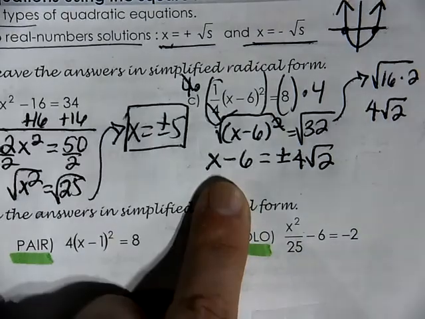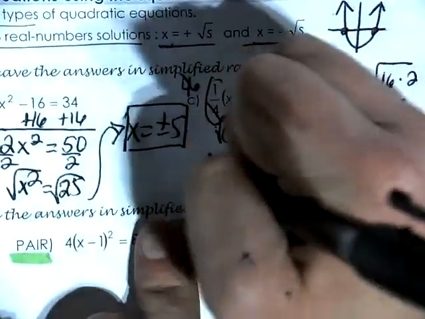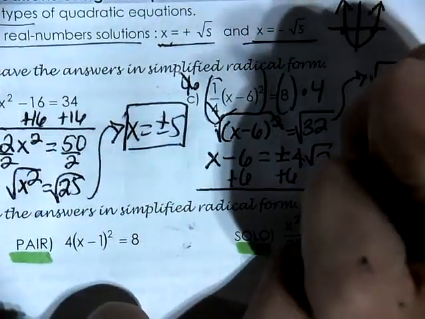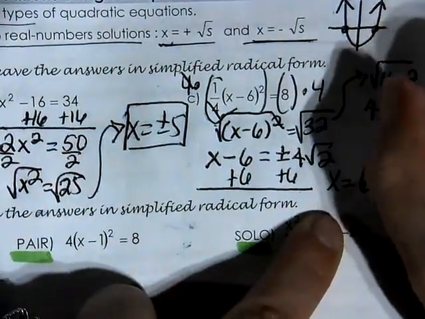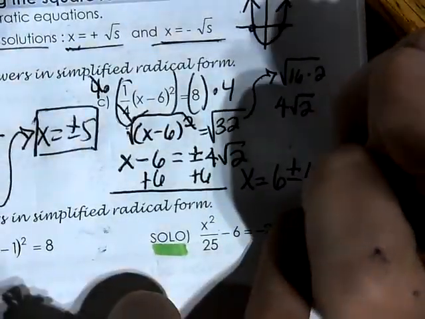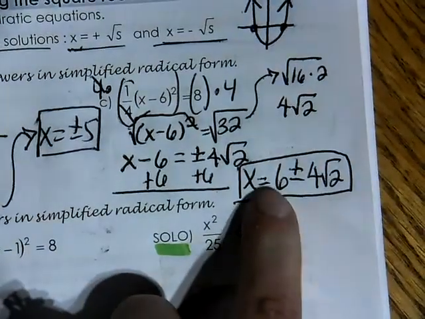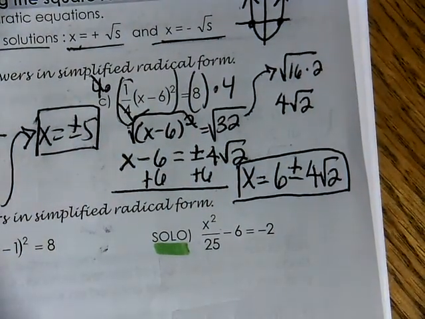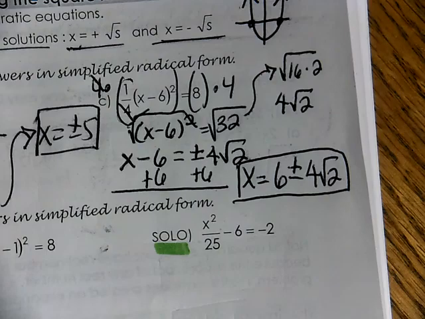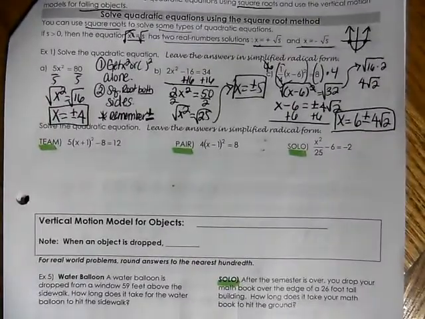So now we need to get x alone, and I am going to simply add 6 to both sides. And when you write your answer, the 6 will go in front, then we'll have plus or minus 4 square roots of 2. So whatever you're bringing to the other side, we will have our plus or minus in front. I would like you guys to go ahead and try the team, pair, and solo on your own, and then be ready to discuss the next time I see you in class.